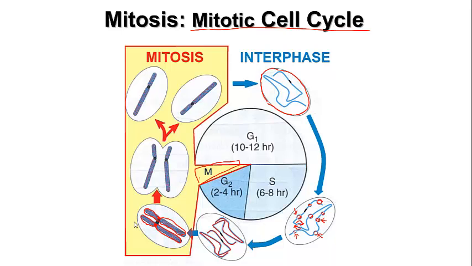And then all together, we see this classic X-shaped chromosome structure referred to as a bivalent chromosome.